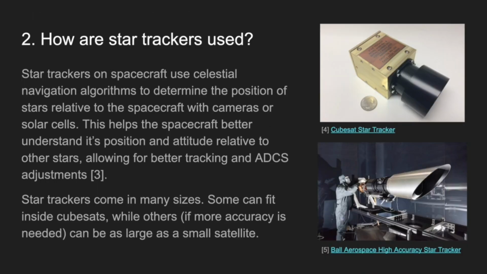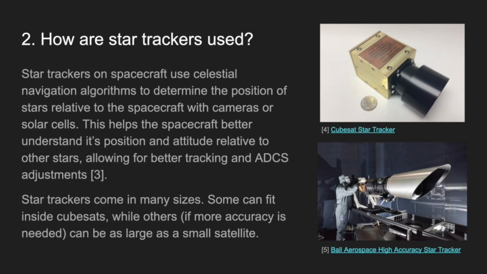So now I'm going to start talking about star trackers and how they're used and what type of applications we see them in. Star trackers on board spacecraft use celestial navigation algorithms to help determine the position of stars relative to the spacecraft with either cameras or solar cells. This helps the spacecraft better understand its position and its attitude relative to other stars, which lets it both make adjustments and allows for better tracking.